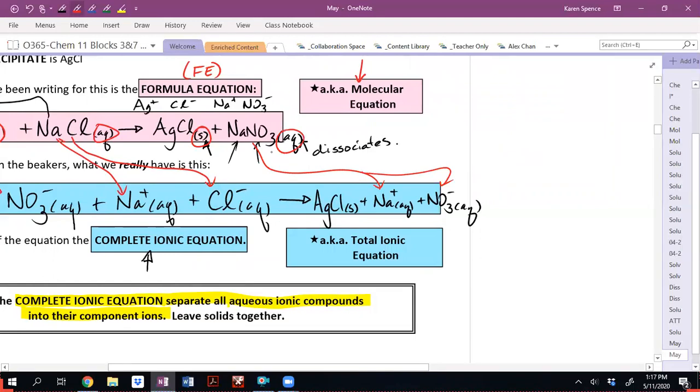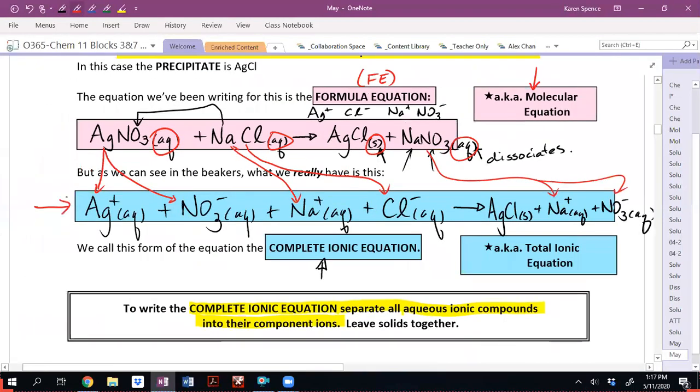How do we know that Ag and Cl go together from the long equation? Okay, so like from this one here or from the one above it? From the blue. From the blue one, okay. You know that because you've previously written the formula equation.